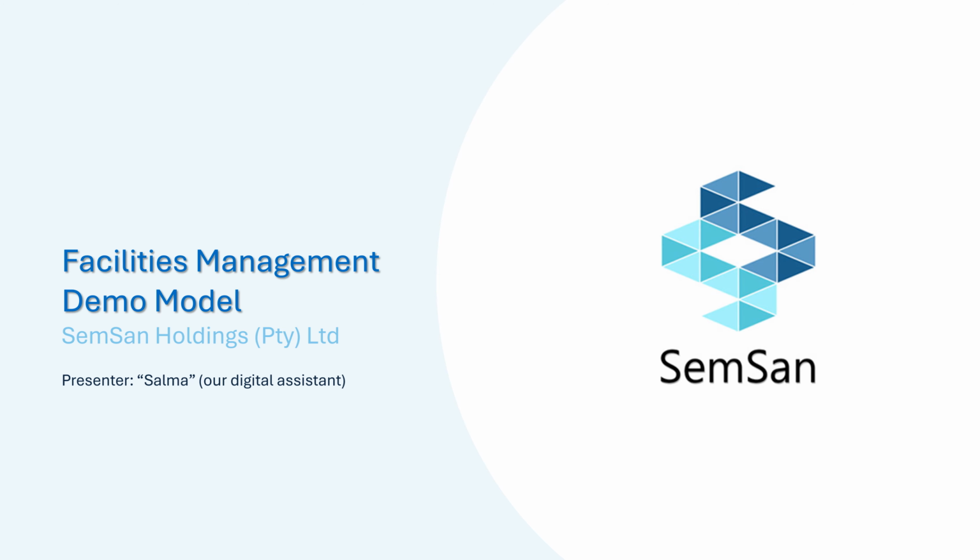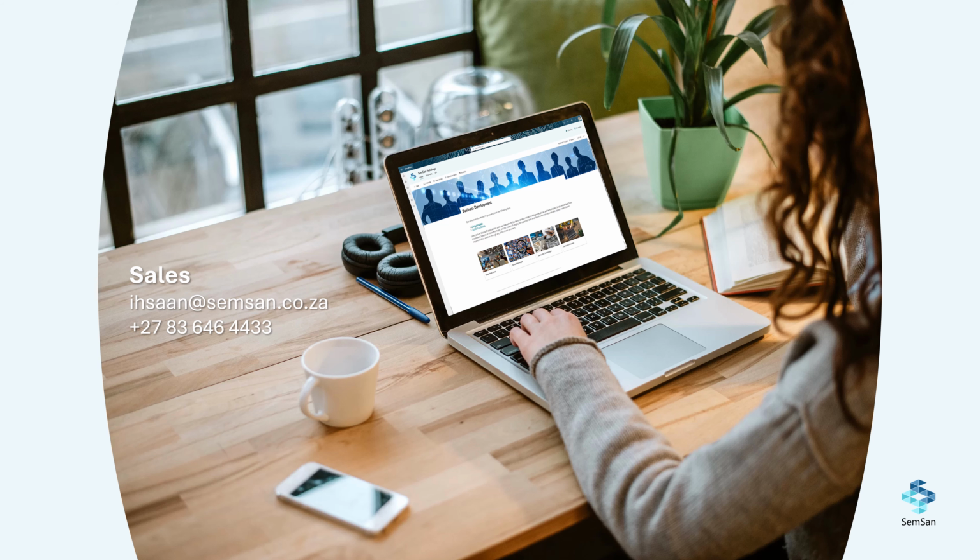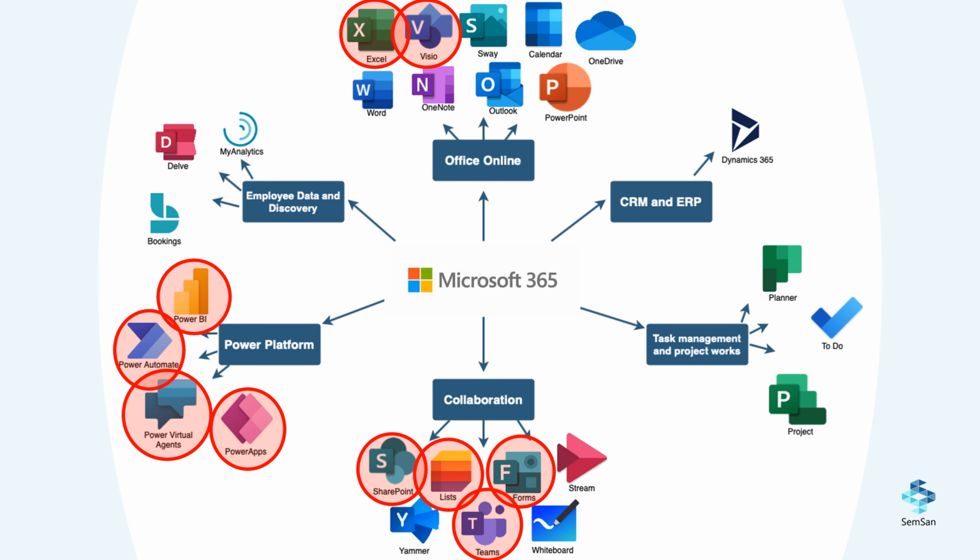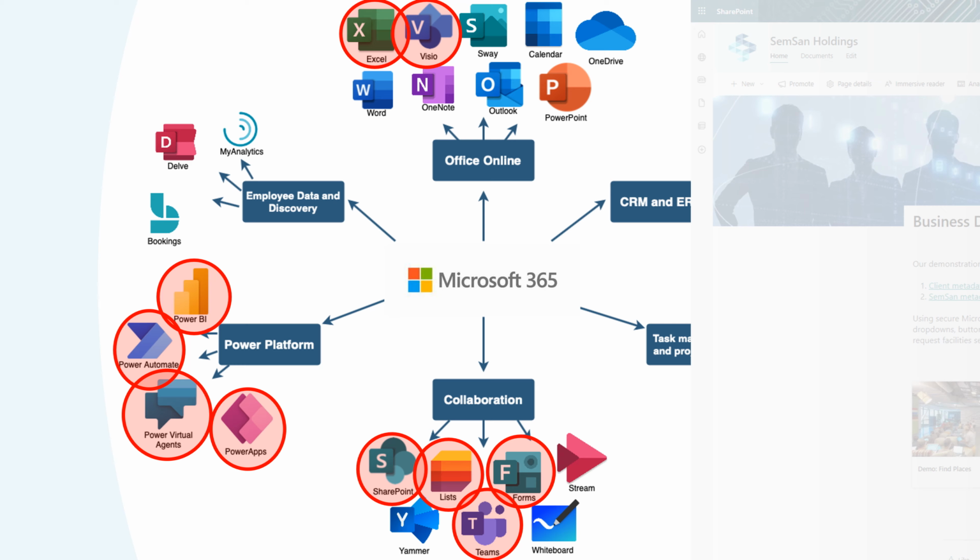In this video, I'd like to showcase our facilities management demonstration model. If you'd like to explore the model on your own, you can request access through our sales team. The FM data model is built on client and standard data tables and uses business intelligence dashboards within the Microsoft 365 environment. BI dashboards are embedded in familiar Office tools, such as Microsoft SharePoint or Teams, so that users can access appropriate data where and when they need it.